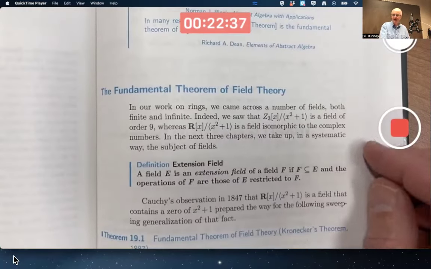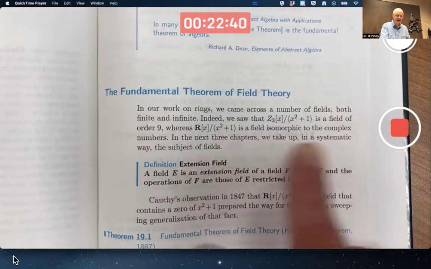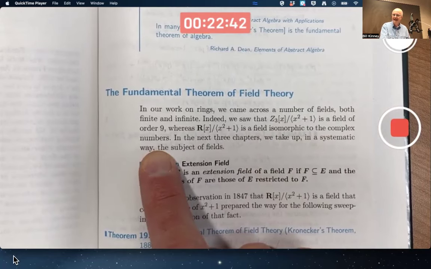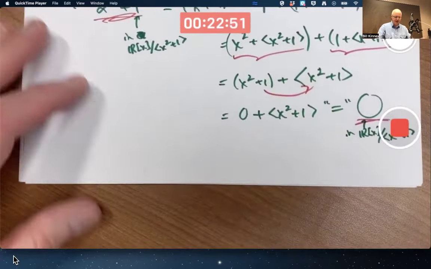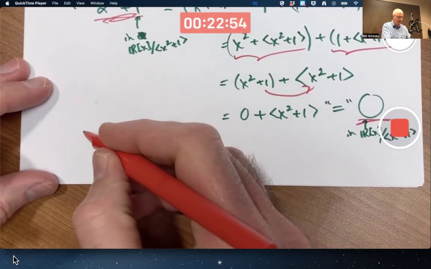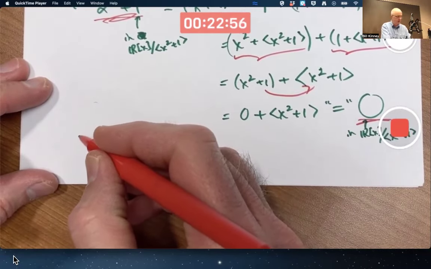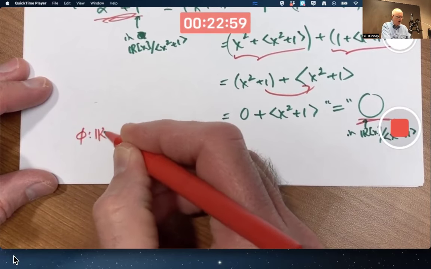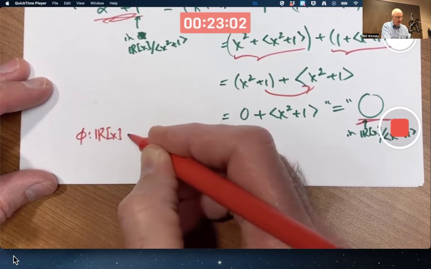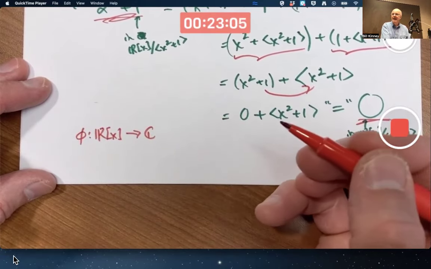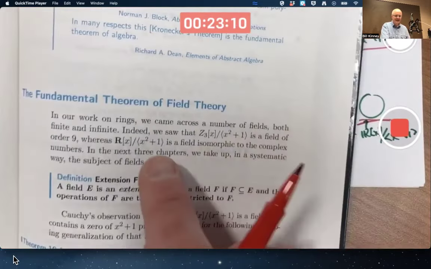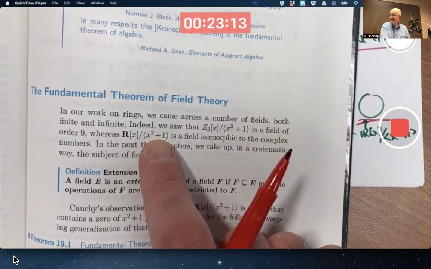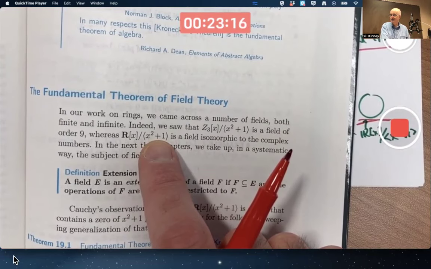In fact, if you look in the paragraph above, it says this is a field isomorphic to the complex numbers. Really? These cosets could be thought of as complex numbers or something? Yeah, I'm not going to go through all the details, but to prove it, you'd want to use the first isomorphism theorem for rings. And you come up with a homomorphism from R[x] to C that's onto, first of all, and it's got this ideal as its kernel. Then you'd be able to apply the first isomorphism theorem.